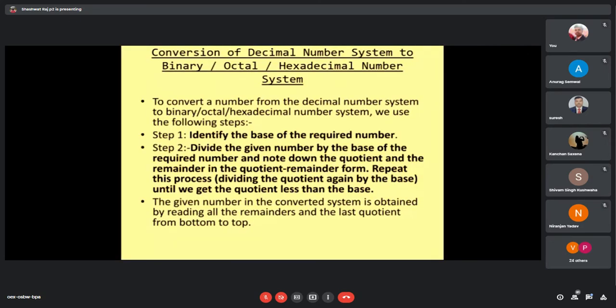Now conversion of a decimal number system to any other, binary, octal or hexadecimal number system, is the reverse of what we have just studied. The first step is again identifying the base of the required number system. Divide the given number by the base of the required number system and note down the quotient and the remainder. Repeat this process until we get a quotient less than the base. The number in the converted system is obtained by reading all the remainders and the last quotient, which is important, from bottom to top. The bottom is the most significant digit.